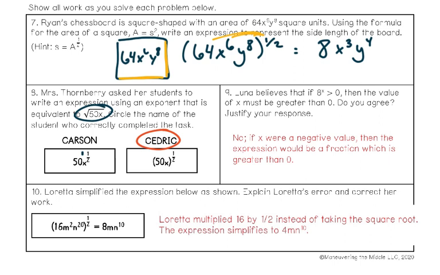So look at number 10. Loretta multiplied 16 by 1/2 instead of taking the square root. The expression should simplify to 4 times m times n to the 10th power.